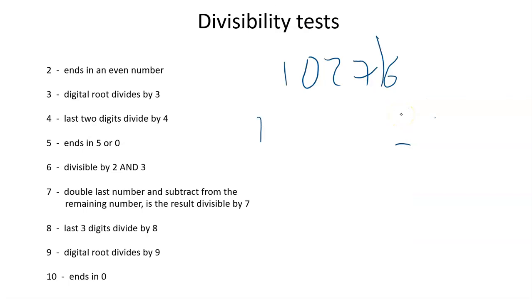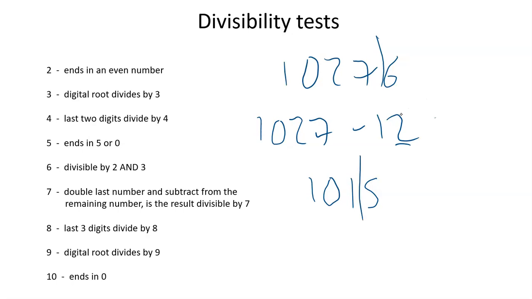Cut the last number off. 1027 and take away double. So take away 12, we get 1015. No idea. So let's cut that off and say it's 101 take 10. Okay, well that would be 91. Does that divide by 7?